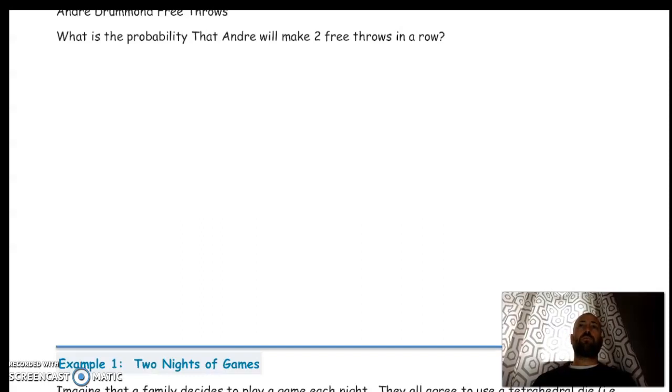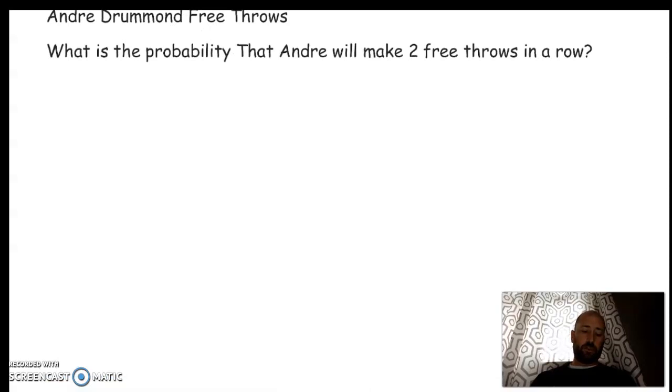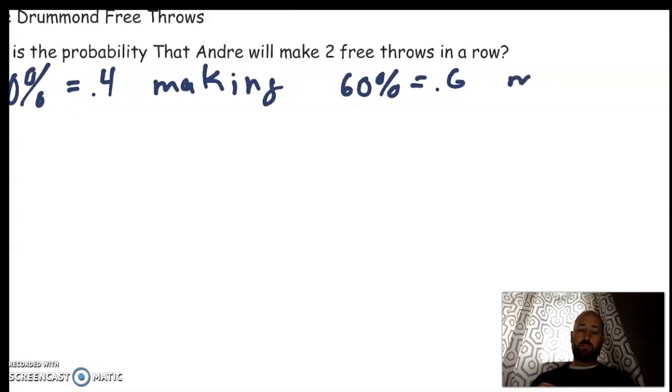So let's see what would happen. What is the chance he makes two in a row? Well, first we have to figure out that he has a 40% or 0.4 chance of making it, and that would mean a 60% or 0.6 chance of missing it.